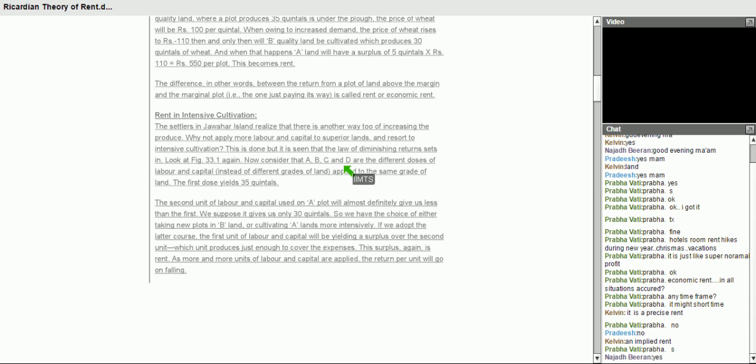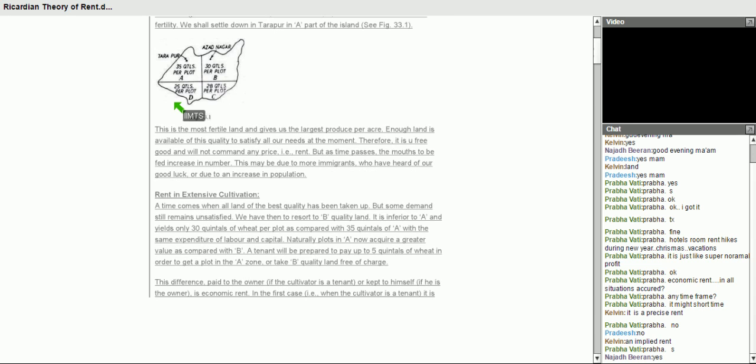Okay. Now consider A, B, C and D as the different doses of labor and capital instead of different grades of land, applied to the same grade of land. So the first dose is 35 quintals. Now we will not talk with respect to making the optimum use of a piece of land. We will now look at the resources which we are using. So on plot A we are using 35 resources. On plot B resources are giving like 30 quintals. We are using 30 resources. Over here 25 and over here 28.